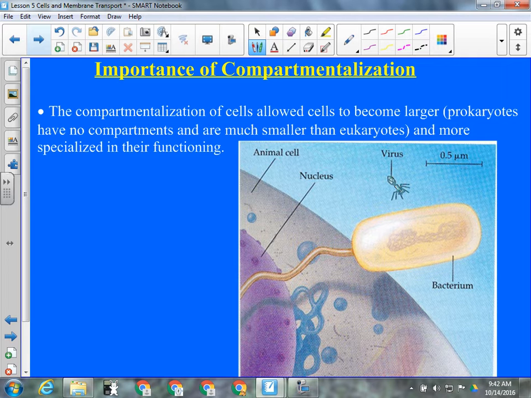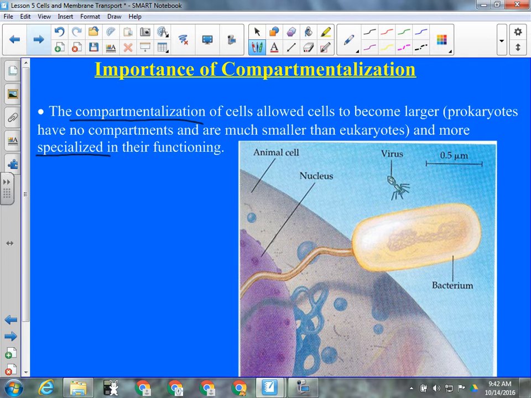So the compartmentalization of cells has allowed cells to become larger. Eukaryotic cells are almost always bigger and more specialized in their functioning. So compartmentalization allowed for specialization. If you look at this here, to give you a size comparison, this is an animal cell, and it doesn't even fit in the picture. And here's a bacteria.